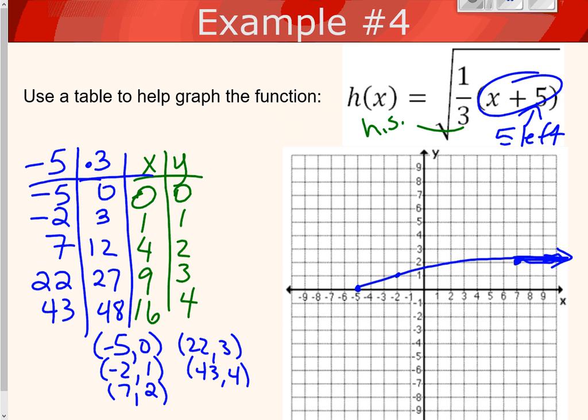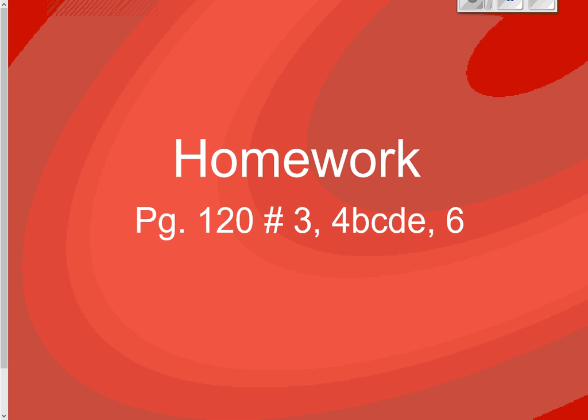Okay, so the big thing when it comes to graphing multiple transformations is just approach each one individually. Start from the left, work to the right. So if you could practice this, page 120, questions 3, 4, and 6, that would be wonderful. And again, anytime you have any problems, reach out.